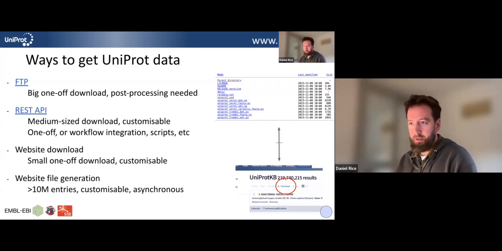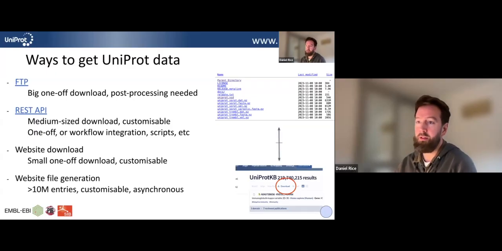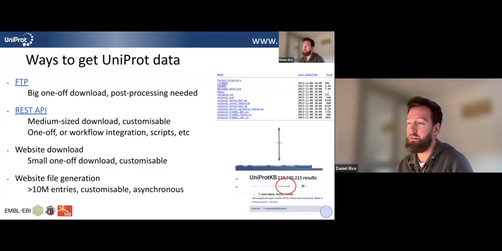And then we also have the REST API, which is what we'll talk about for most of today. And that is good for small to medium-sized downloads. And they are customizable, which will make more sense as we go through the presentation. There are many possible annotations available for our proteins, so you can customize which annotations and fields you want to view. And these can be specified and encoded in the request that you make. This is good for either a one-off or if you have a pipeline, a workflow you want to integrate into, a script.